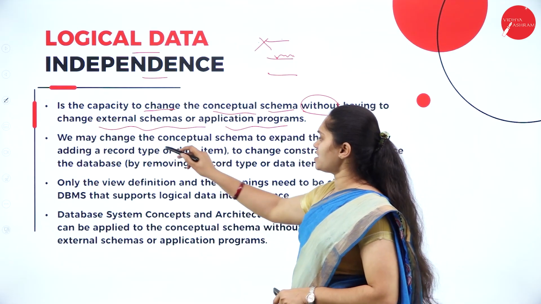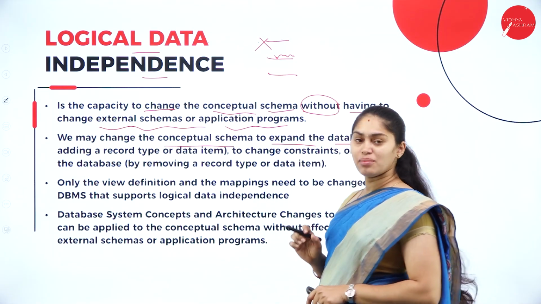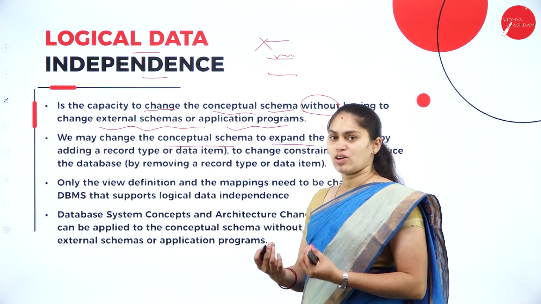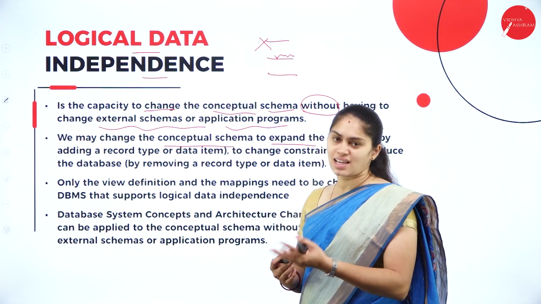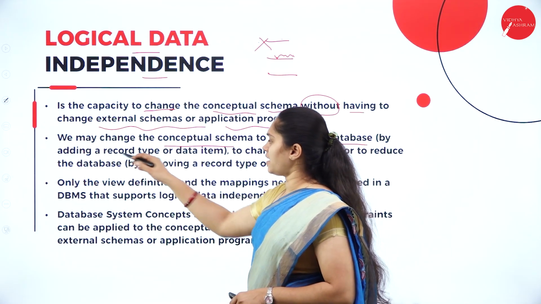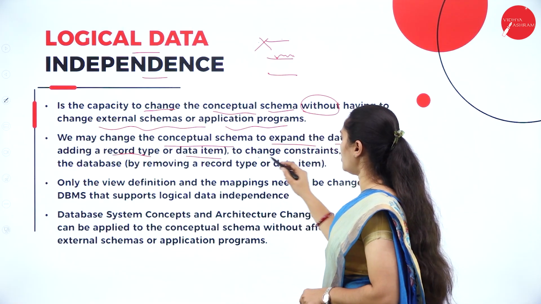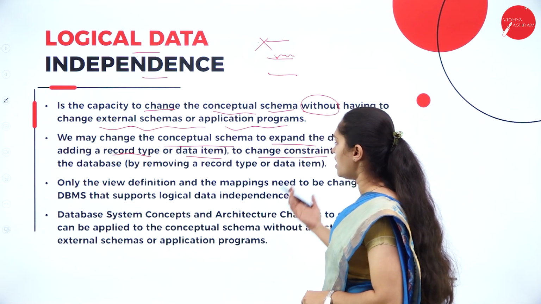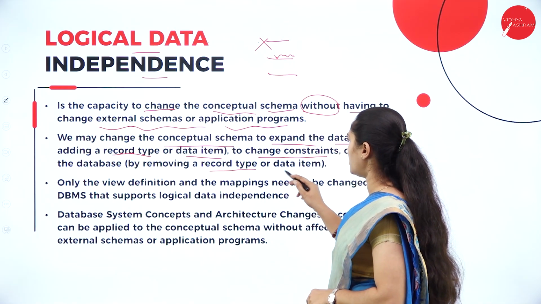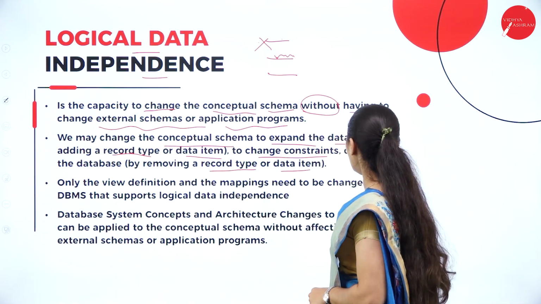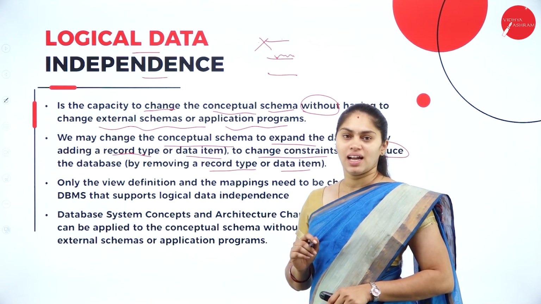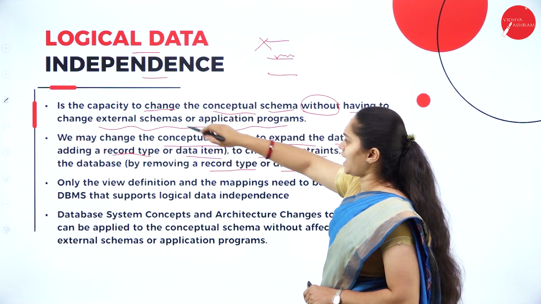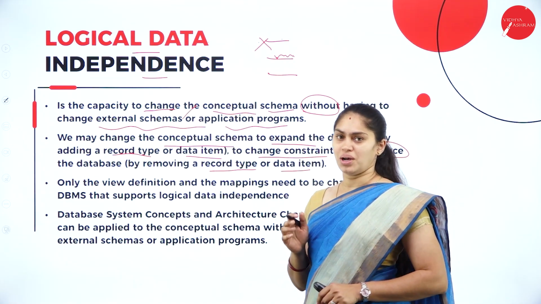So we can change the conceptual schema to expand the database. I can expand the database, or we can improve the records, or the entities, attributes like that, and add a record type or data item, and also we can change the constraints. We can change the set of rules and regulations, and also we can remove certain record types or data items by having an updation or reduction in the database. So all these we can make without changing the external level or external schema.